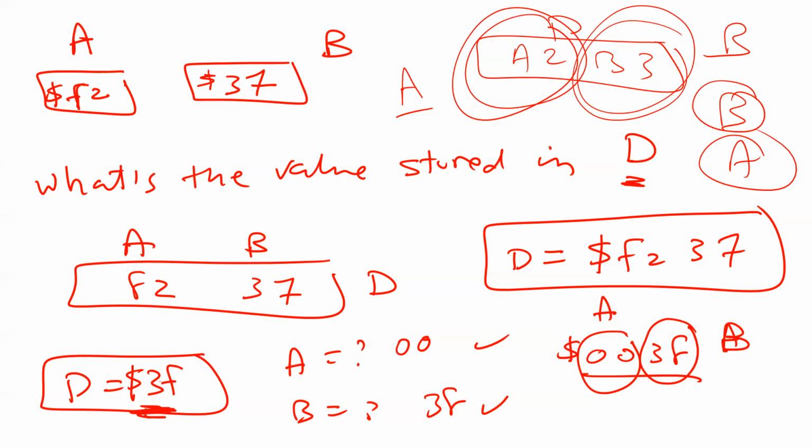Is that okay? Any questions? I think it should be easy tomorrow if I give you register D and ask you the value of A and B. It should also be easy if I give you A and B and ask you the value of register D. Is that okay?